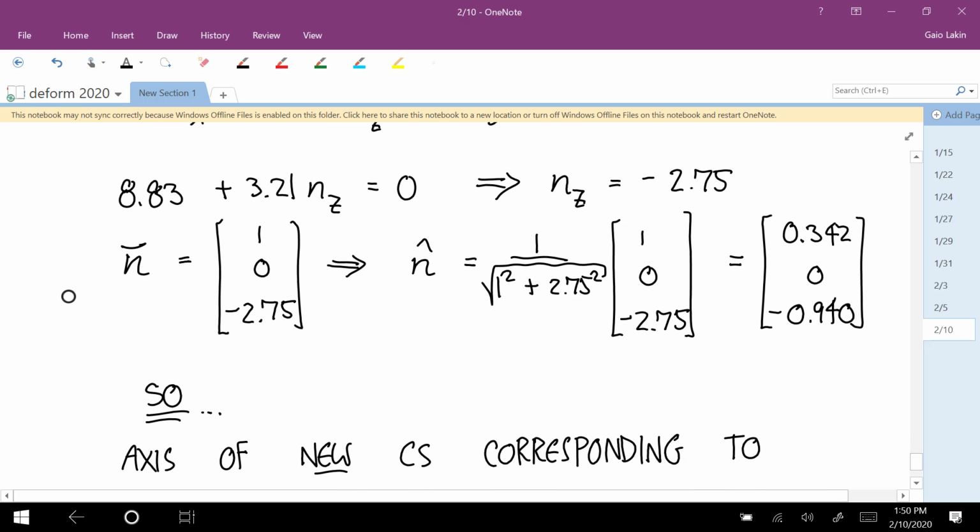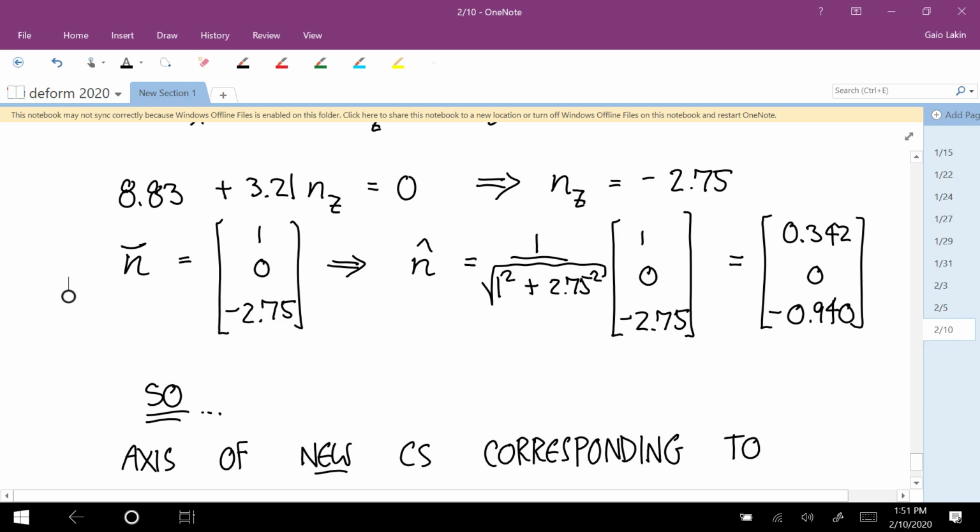All right, so that's the first one. Why did I know these were going to be 0.342 and negative 0.94? Because at the start of this, the way I got our coordinate system was I started with a principal coordinate system and then did a 20-degree rotation. And so what we have here is cosine and sine of 20 degrees.